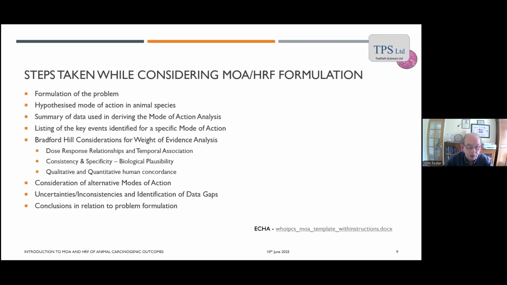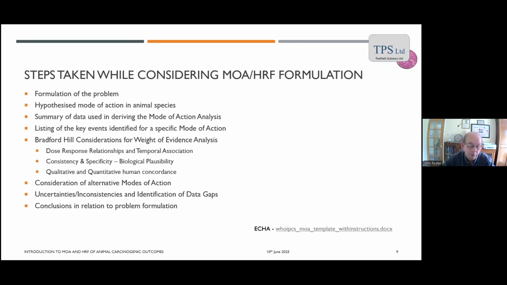Bradford Hill considerations. You'll hear me refer to Bradford Hill. He was an individual, an epidemiologist. He produced a paper in 1965, which when they were discussing this approach, they used a lot of his considerations in terms of dose-response relationships, temporal association, consistency and specificity, qualitative and quantitative human concordance. These things don't mean an awful lot with me just describing it to you, but we'll go through a little bit more detail.